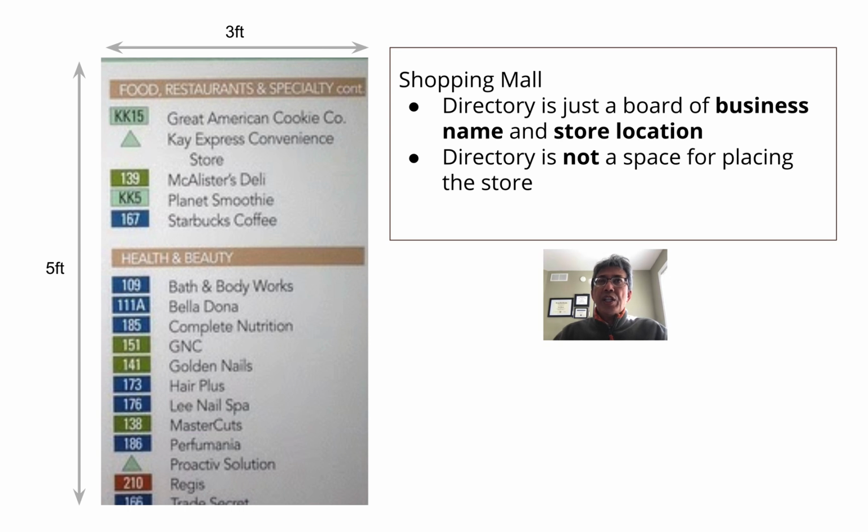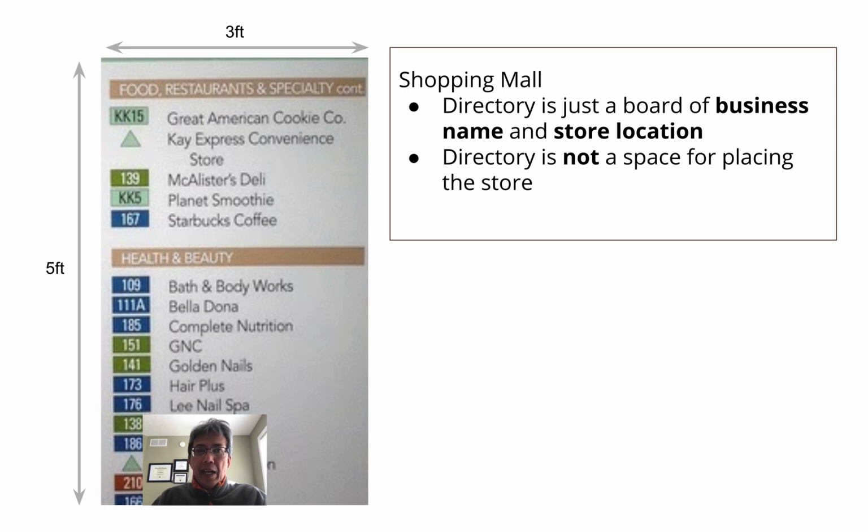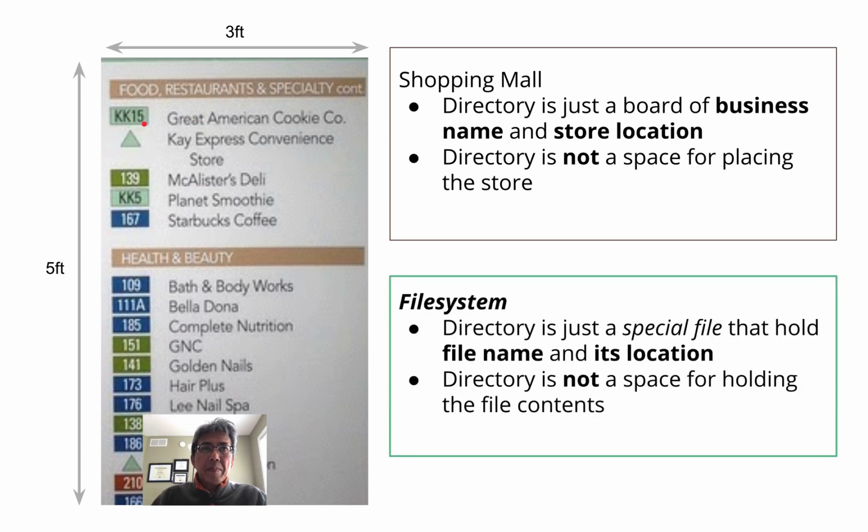Let's use a different illustration that closely resembles how directories are organized. In a shopping mall, you may find a directory board that helps you to find a particular store. Each directory entry is simply a pair of business name or store name and its location. A directory in a file system is organized in the same way. Each directory entry in a file system is simply a pair of file name and their physical location in your drive.